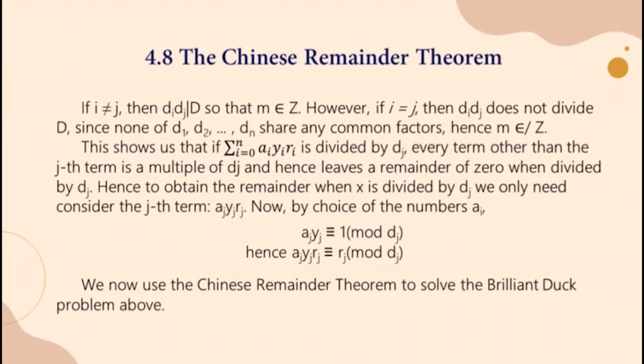dj. Every term other than the jth term is a multiple of dj and hence leaves a remainder of 0 when divided by dj. Hence, to obtain the remainder when x is divided by dj, we only need to consider the jth term, aj multiplied by yj multiplied by rj. Now, by choice of the number, aj multiplied by yj is equivalent to 1 mod dj, and hence aj yj rj is equivalent to rj mod dj. We now use the Chinese remainder theorem to solve the appetizer problem above.